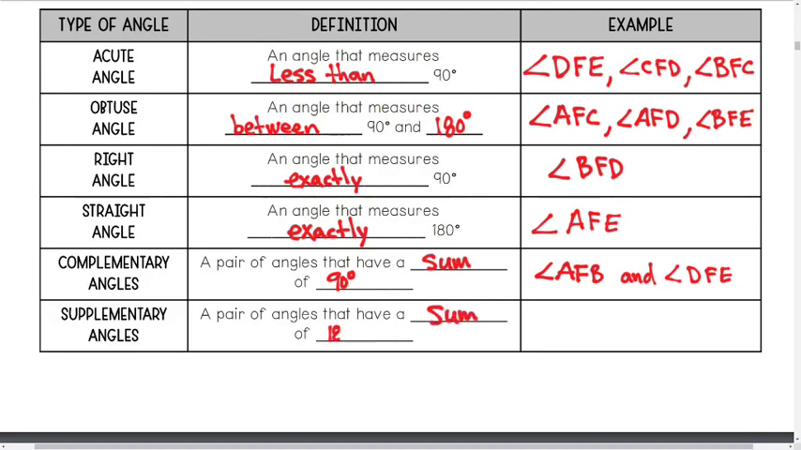Supplementary angles are a pair of angles that have a sum of 180 degrees. That means that they add up to a straight angle, so we would take our problem there, and we would have AFC and CFE. Those will add up to 180 degrees. And then the next one here, BFE and angle AFB. They add up to 180 degrees.